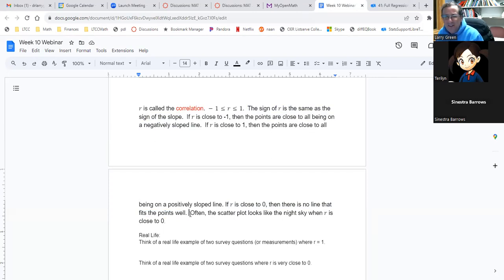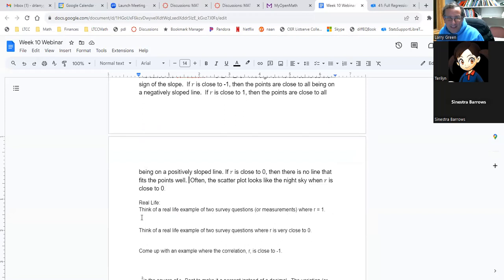So most of the time when you have R close to zero, the points are going to be scattered. There are other special cases when they're not, like if they're on a parabola, for example, but that's less common and less important. More important is when they're all over the place.